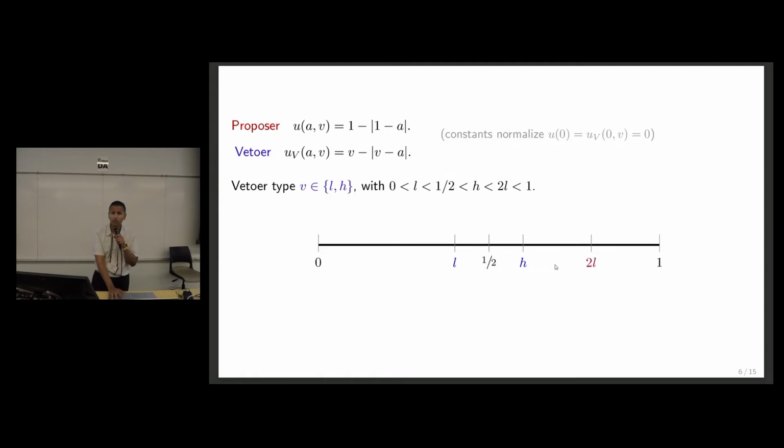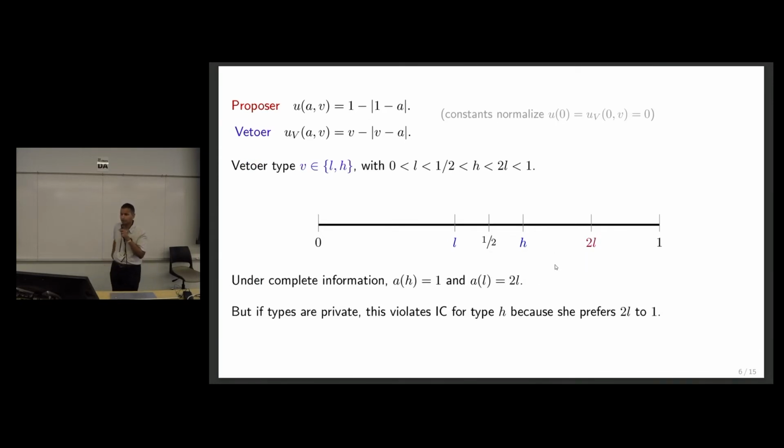And let me elaborate on why this is the interesting case. What would happen if the proposer knew the vetoer's type? If the proposer knew that the vetoer was the low type, the proposer would extract full surplus from the vetoer, make a proposal of 2L. The vetoer would be just indifferent between accepting and rejecting, and that's what the proposer would be able to get from the low type. On the other hand, if the vetoer were of the high type, the vetoer would retain some surplus. The proposer would propose her favorite policy, policy 1, and the high type would be willing to accept. Okay. So under complete information, the proposer would obtain a policy of 1 from the high type and a policy of 2L from the low type.